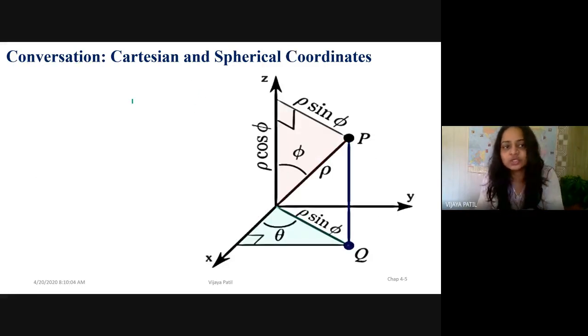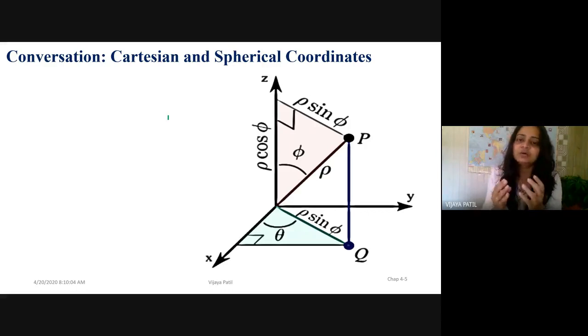Now, in continuation with the conversion, we need to find the relation: what will be my x in terms of rho, theta, and phi, and what is y in terms of rho, theta and phi. That means how these two coordinate systems are connected to each other. This is nothing but the proof for this.